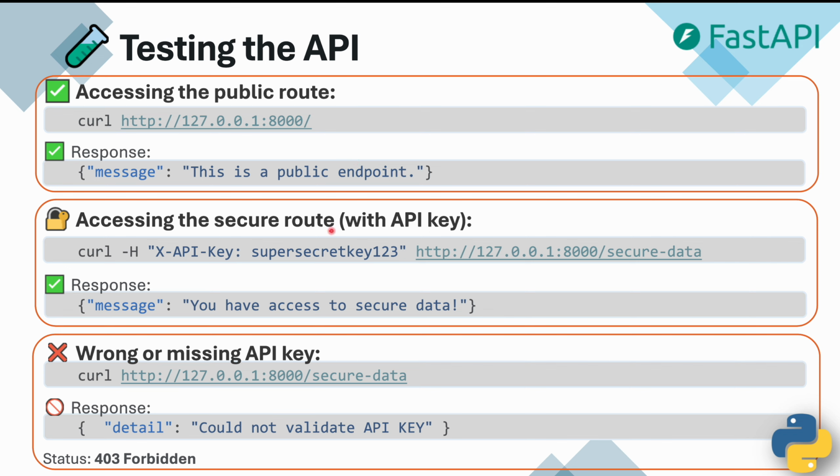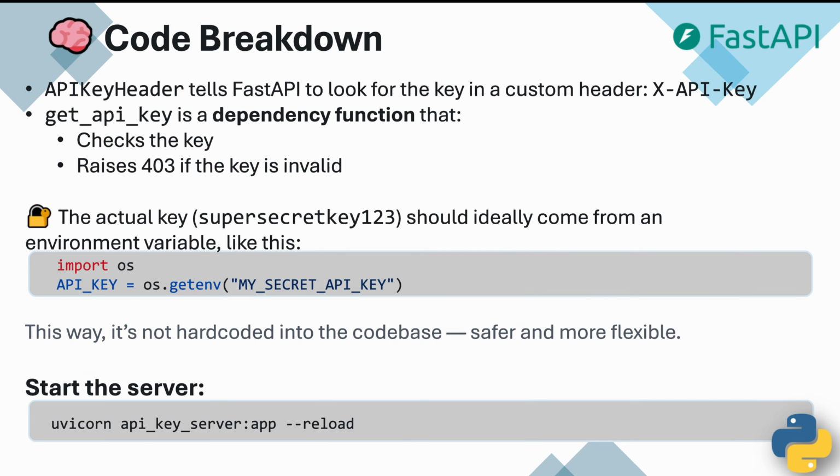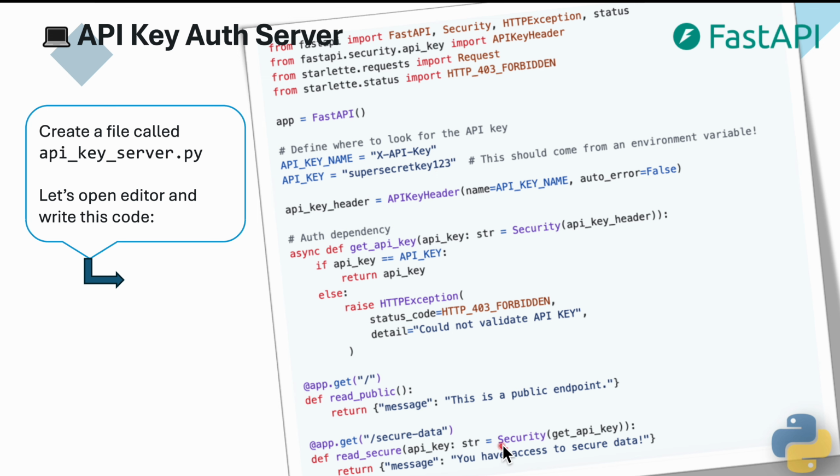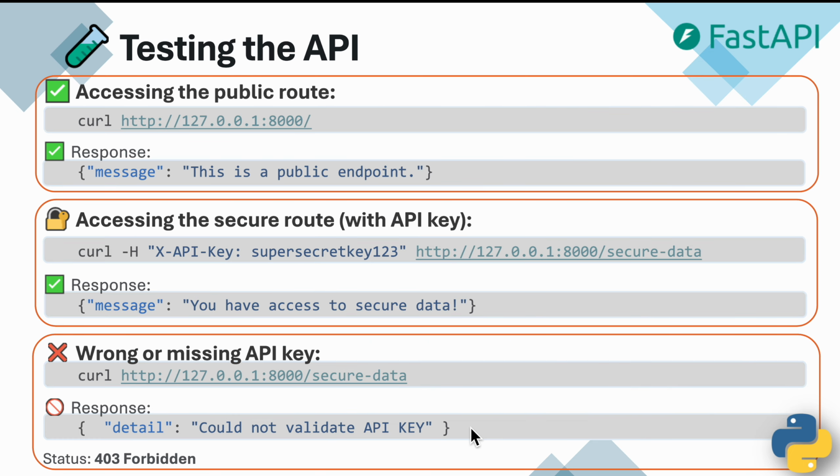Accessing the secure route with API key. For the secure route, we have this slash secure-data defined in our code. You see here, slash secure-data. To access that, you use localhost:8000/secure-data, but inside curl you also pass the header along with your key. The response will come, obviously, whatever you wrote in your definition.